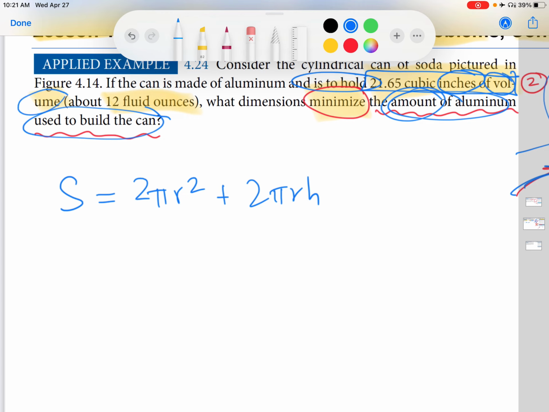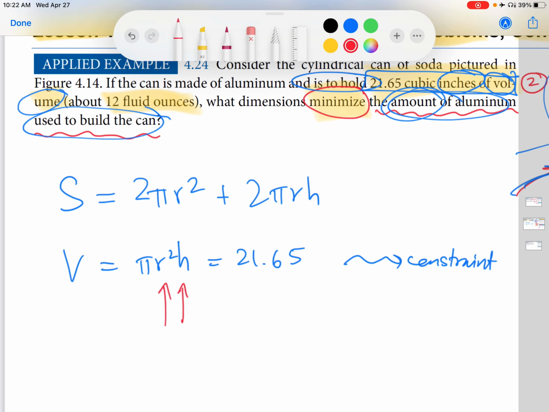So volume, right? So we're dealing with a cylinder. What's the volume of a cylinder? It's the area of the base times the height, and that needs to be equal to 21.65. So that's why this is called a constraint, because it literally places a constraint on the variables r and h. R and h cannot be whatever numbers they want, right? They have to be related in this specific way.